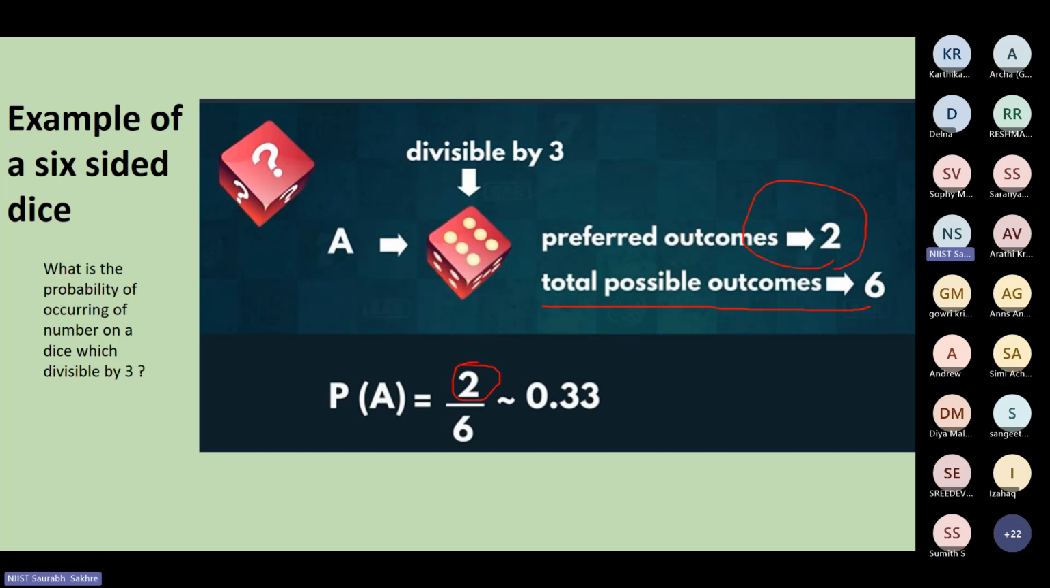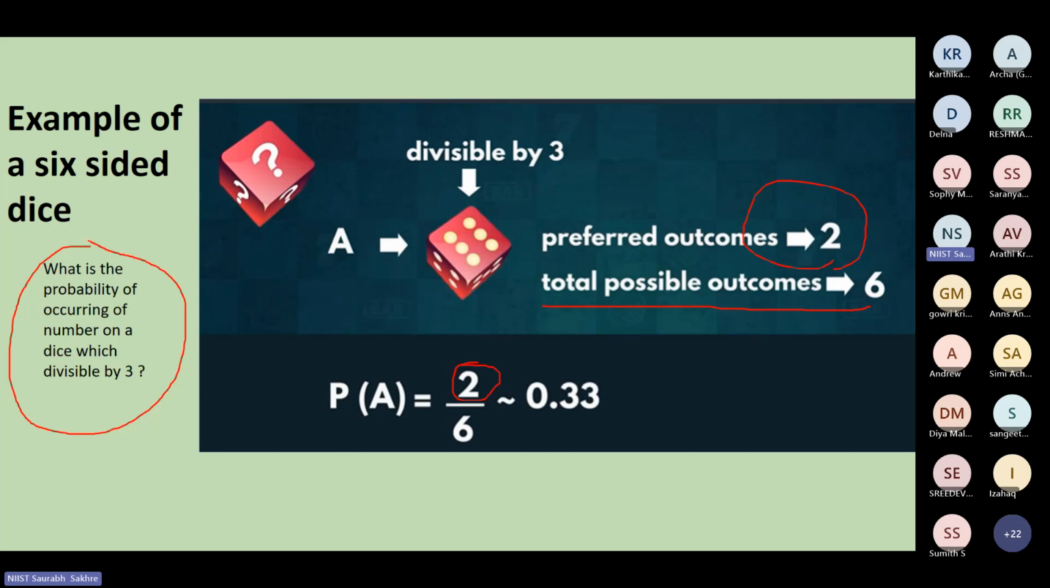My question is, what is the probability of occurring of a number on a dice which is divisible by 3? Either 3 can be divided by 3 or 6 can be divided by 3. Others will lead to a decimal number that we don't want now. We want a whole number. So my preferred outcomes will be 2 and total possible outcomes are 6. So 2 by 6 equals 0.33.